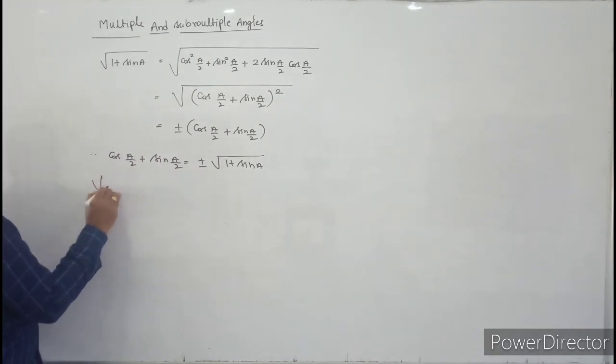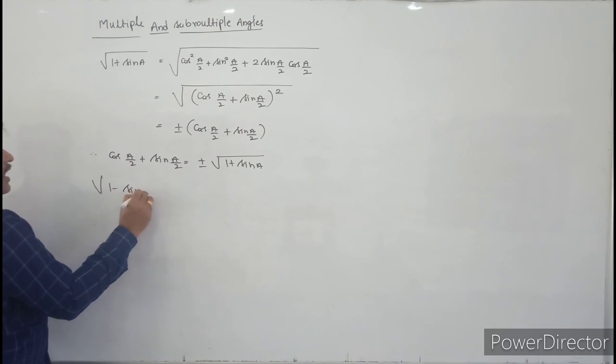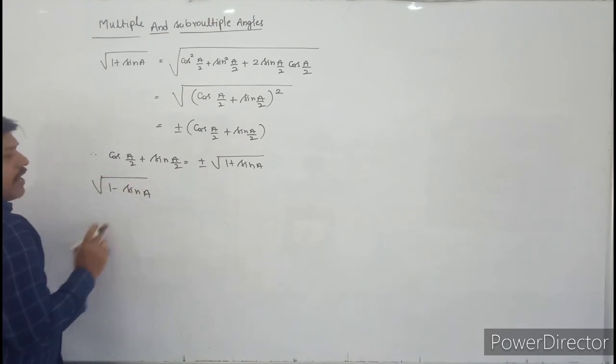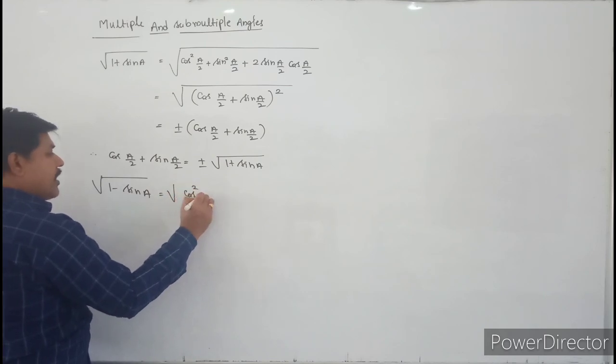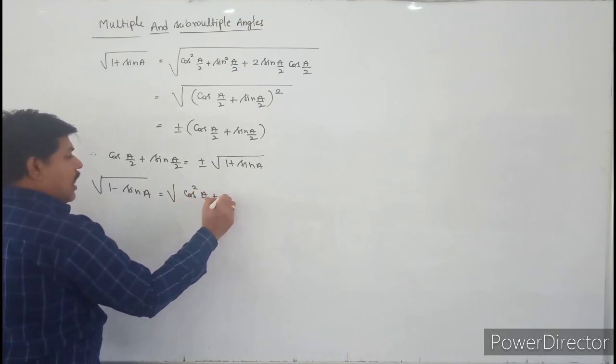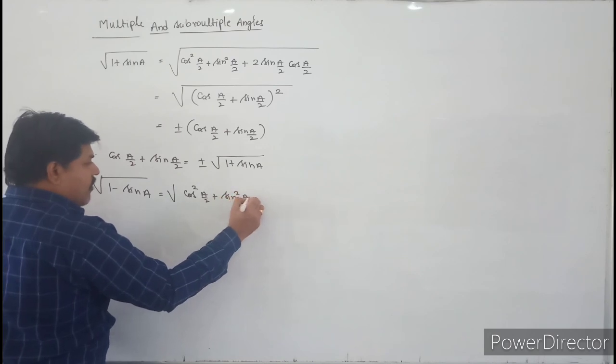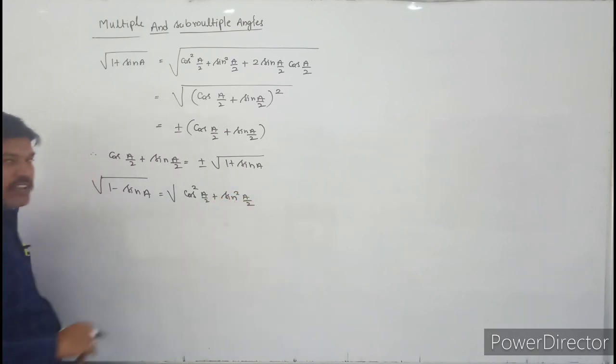Similarly, square root of 1 minus sin a. How can you write this, students? Similarly, 1 can be written as cos square a by 2 plus sin square a by 2. Why? Because cos square theta plus sin square theta is 1.